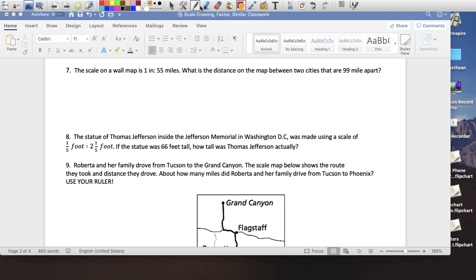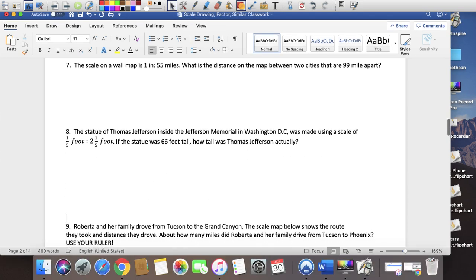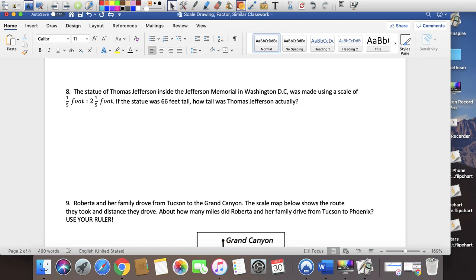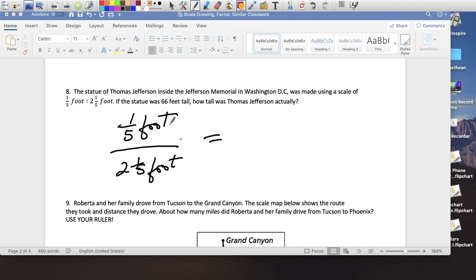Okay. 8. The statue of Thomas Jefferson, okay, was built using a scale of every 1/5 of a foot represents 2.2. Okay. So if the statue, oh wow, every 1/5 of a foot of Thomas Jefferson equals 2 1/5 of a foot of the actual monument. Not kidding, I didn't know that. All right, so that's the relationship.